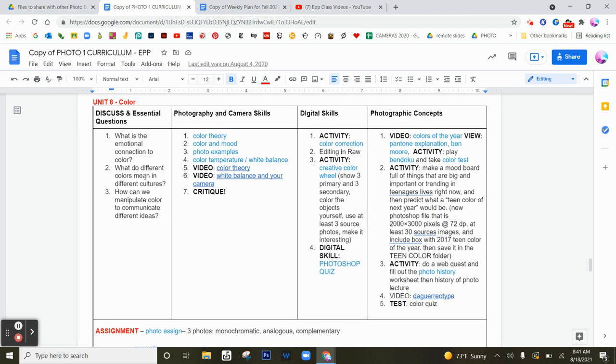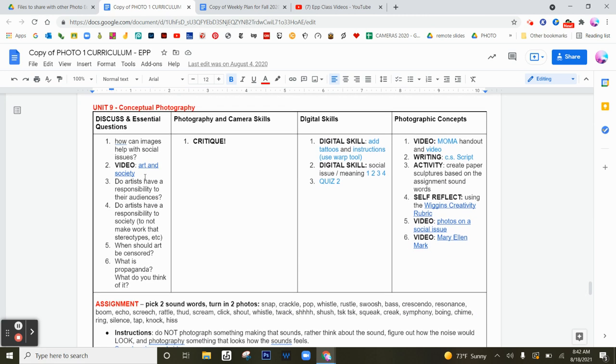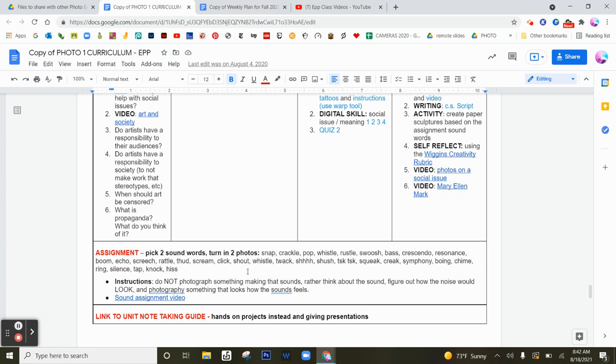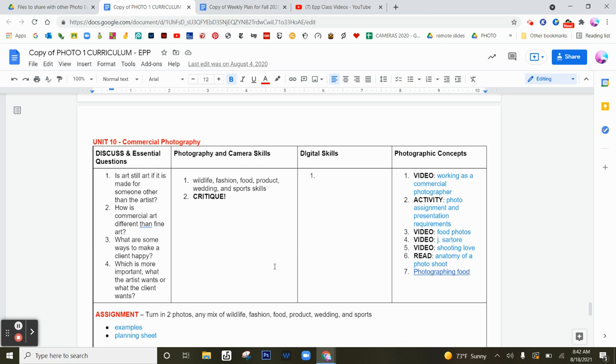And honestly, I could have done color a lot earlier, but it's just nice at this point in the year to give them a little bit of a break, have them learn some color theory. But that also ties into mood and emotion and expressing themselves, which is totally appropriate, I think, for this second half of Photo 1 education. And then we go into conceptual photography. I've done different things at different times. I used to have them pick two sound words, and they would have to photograph something that looked the way the sound sounded. I do something kind of differently now. I'll show that in a moment. And then we go into commercial photography.